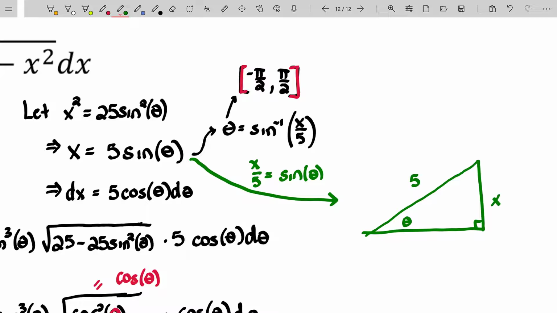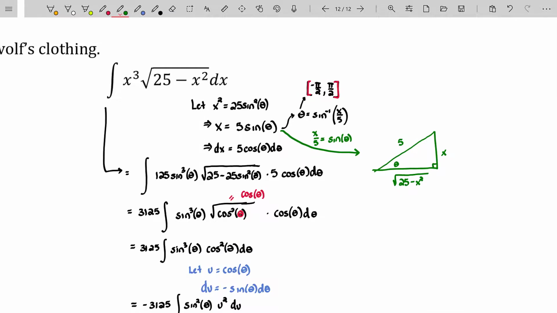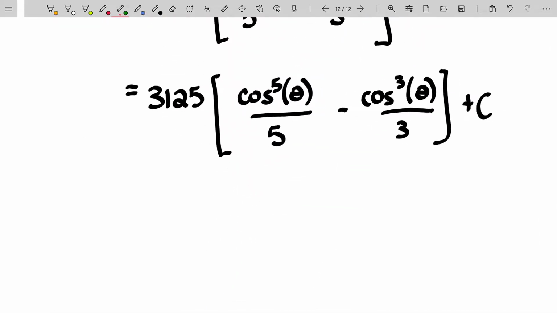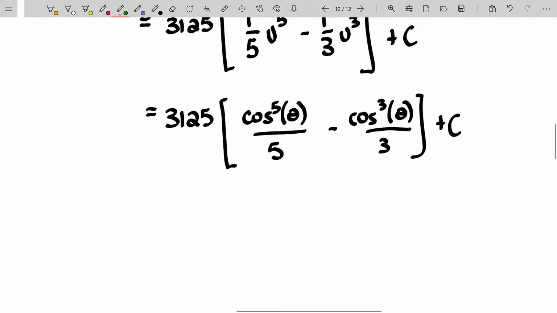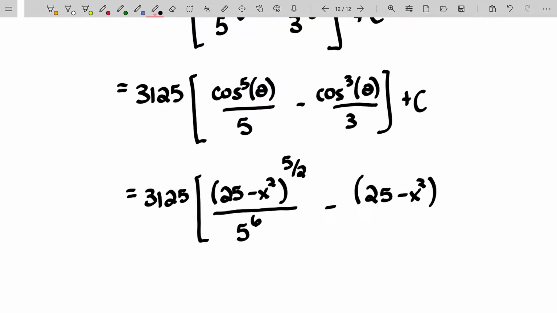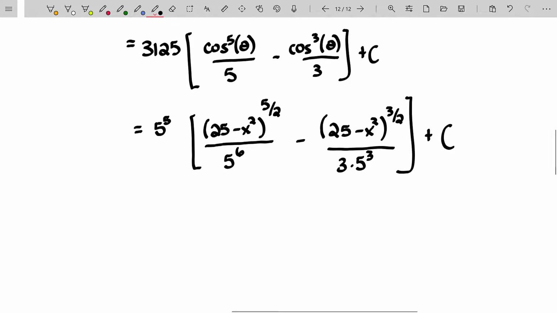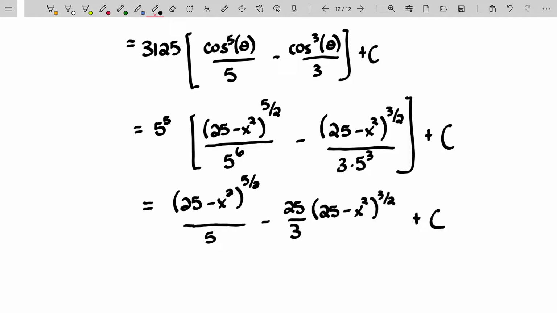Opposite over hypotenuse is what the sine is, and so the adjacent side is the square root of 25 minus x squared. Now we know the cosine of theta will be the square root of 25 minus x squared over 5. Going down to our problem here, I know both of those cosines can be traded out for the square root of 25 minus x squared over 5. And this can actually be cleaned up. The reason is that this 3125 out front is actually 5 to the 5th power. And so if I distribute that through, this cleans up very nicely to this.